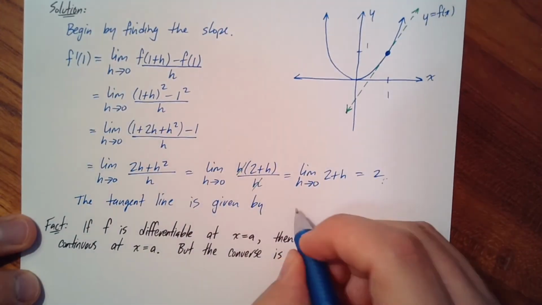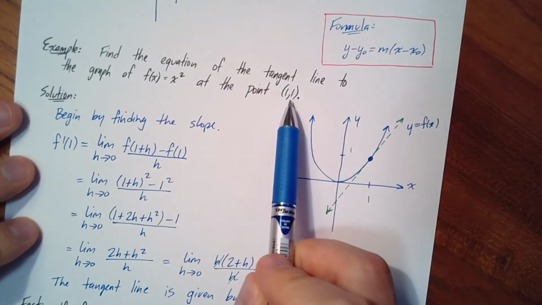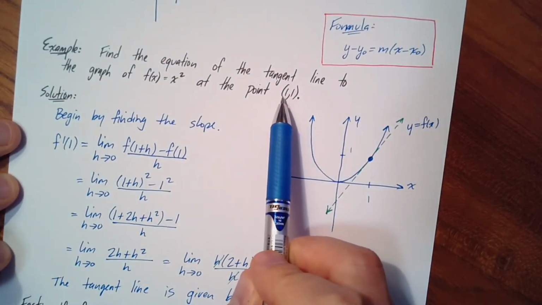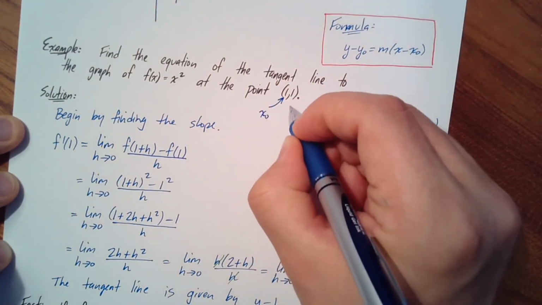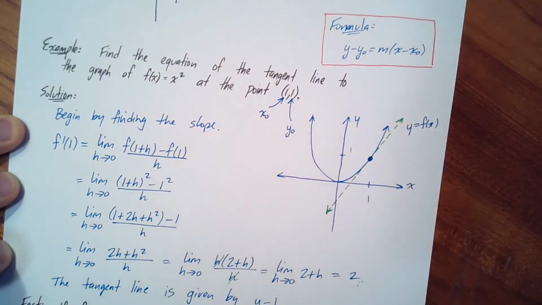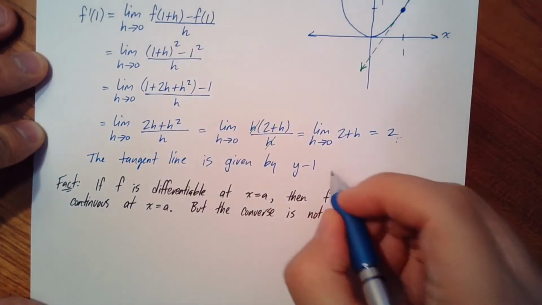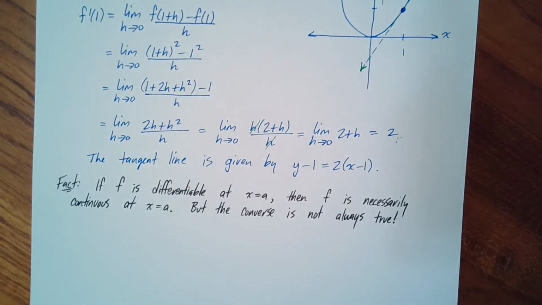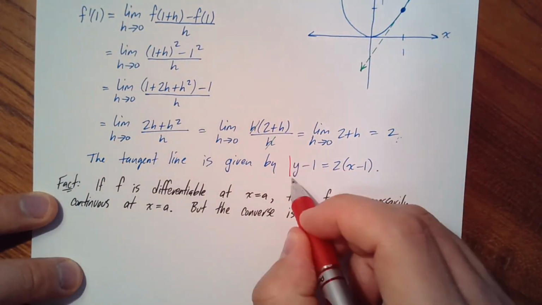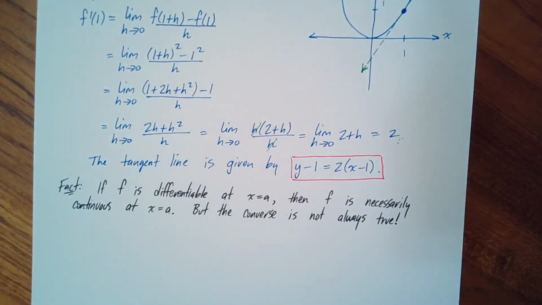So we're going to get y minus 1, because the y naught, I keep pointing off the page, y naught is 1 and x naught is 1. Let me clarify. So this is our x naught, and that is our y naught in this formula. And then this, of course, is our m. Okay, so we're going to get y minus 1 is equal to 2 times x minus 1. So that's really your tangent line right there. Okay, so that's how you can find an equation of a tangent line.